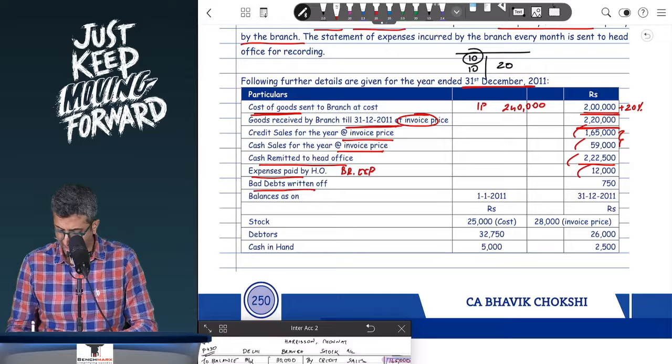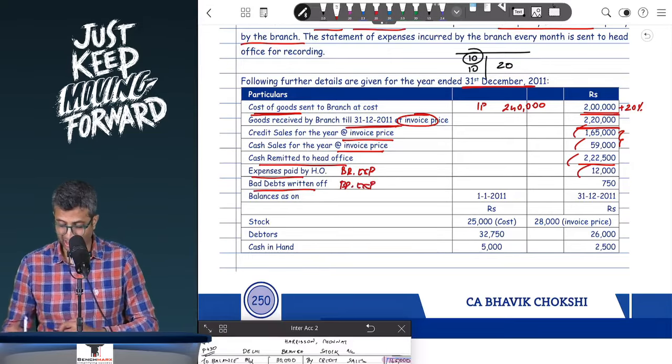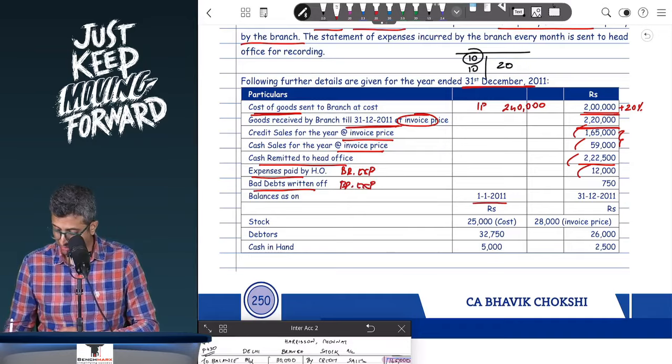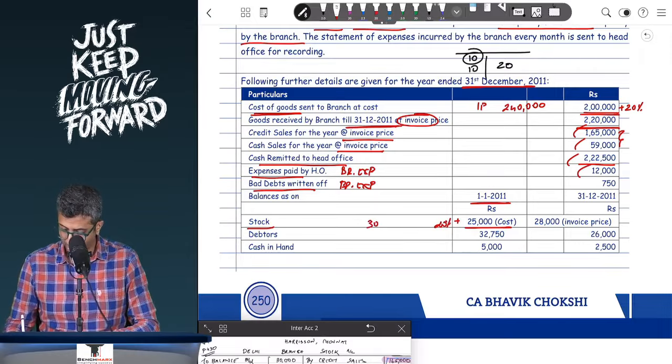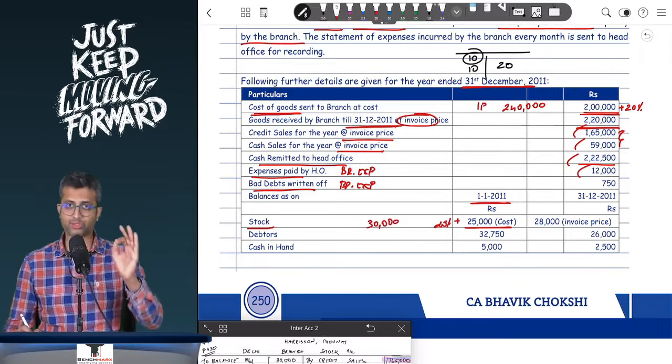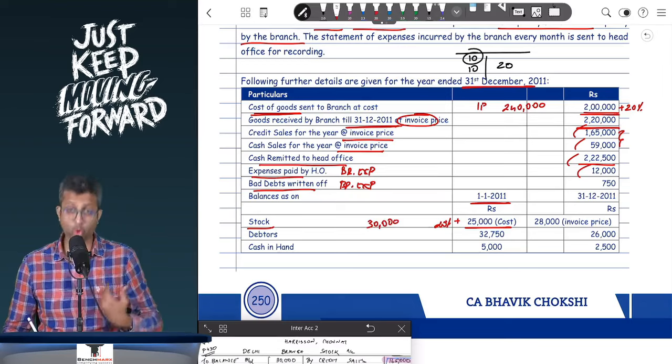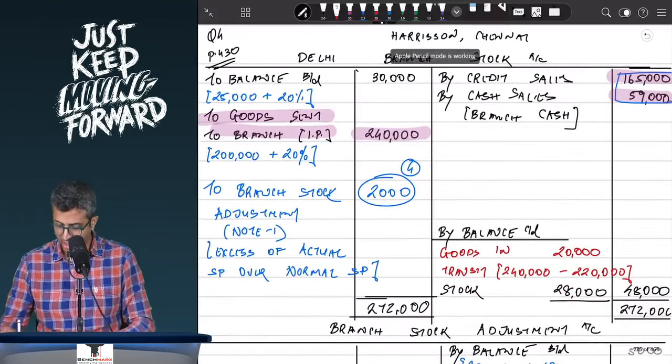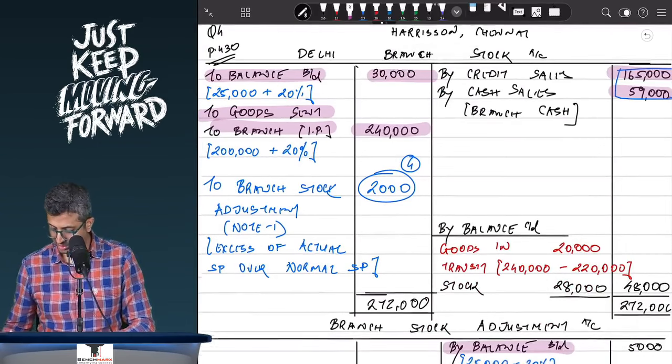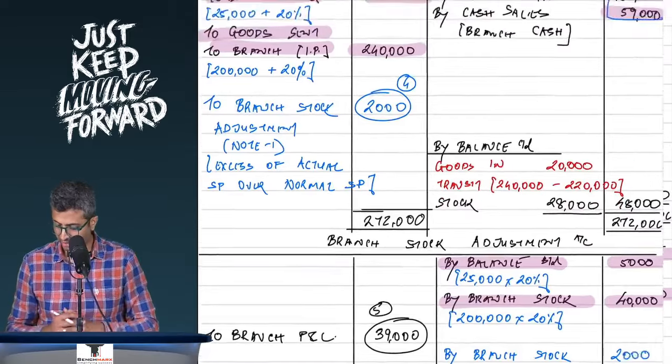12,000. Bad debts written off. Again branch expenses, and also in the debtors account. Balances on 1st January 11 are 25,000 stock at cost, but your opening balance you will show at invoice price, and hence plus 20% comes to 30,000. So your opening balance of stock will be 30 and the balance in the opening stock reserve will be 5,000. So as you can see, opening balance 30 and opening balance in the stock reserve another 5,000.